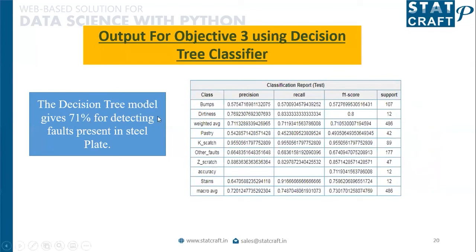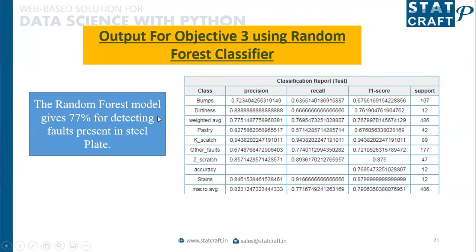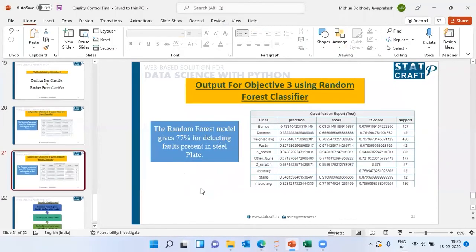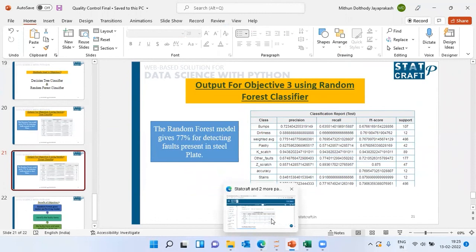The first output corresponds to the decision tree. The second output corresponds to the random forest. We have now run a random forest classifier to interpret this particular output. Let me show you how the random forest algorithm works.